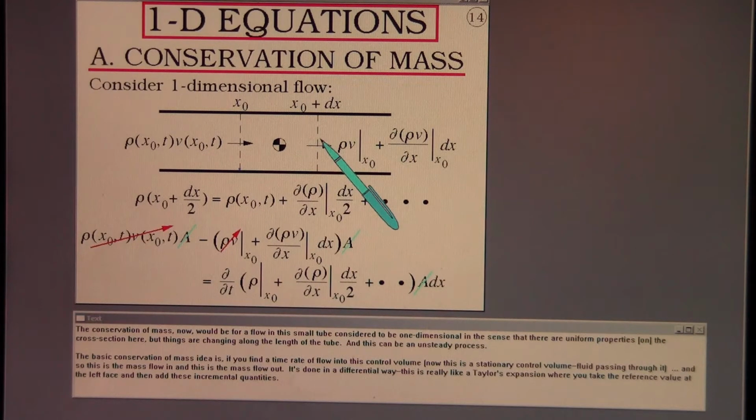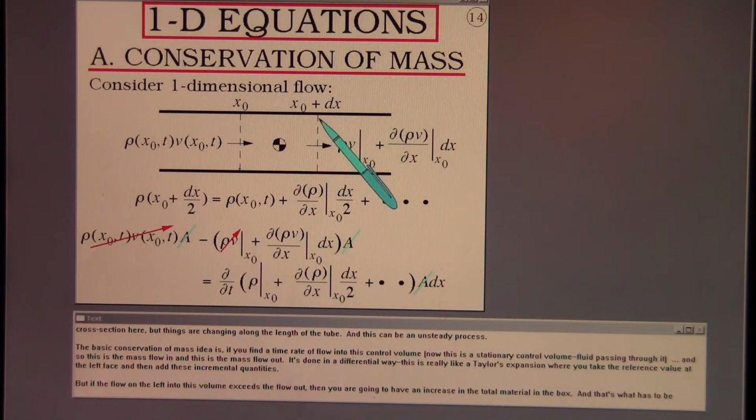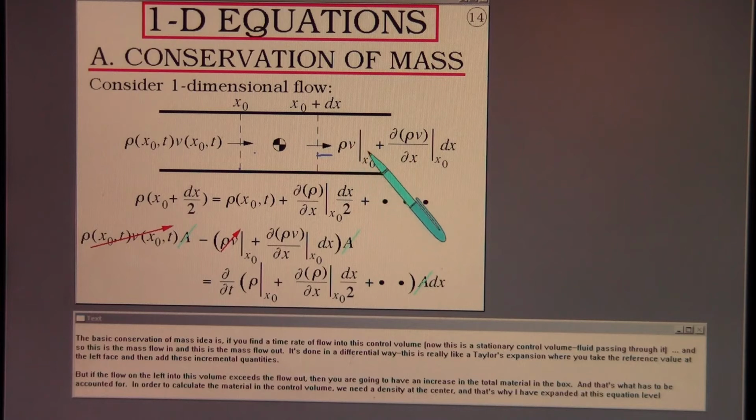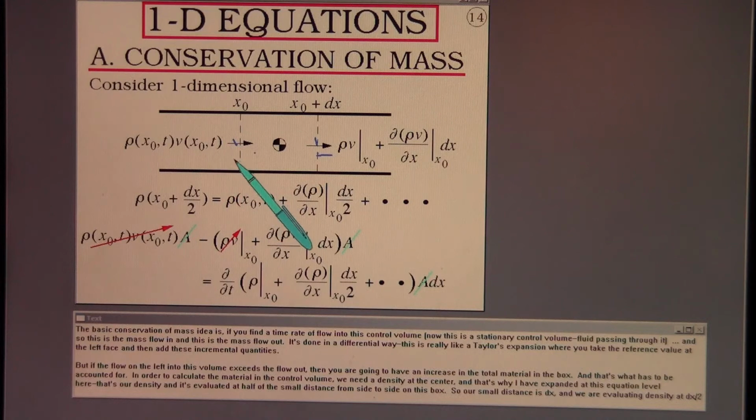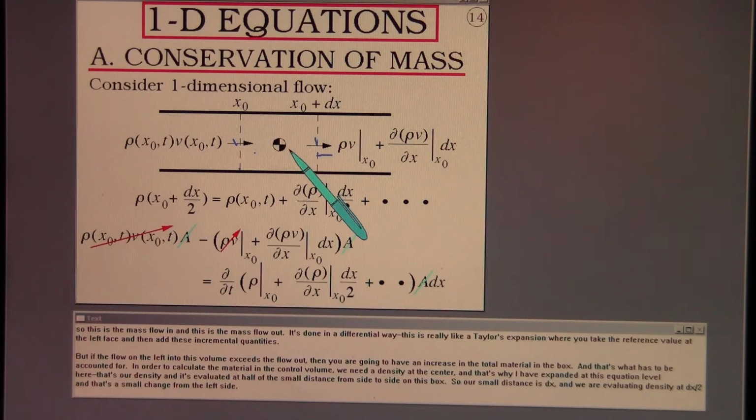The basic conservation of mass idea is that if you find the time rate of flow into this control volume. Now this is a stationary control volume, fluid's passing through it. And so this is the mass flow in, this is the mass flow out. And it's done in a differential way. This is really like a Taylor expansion where you take the reference value at the left face and then add these incremental quantities. But if the flow on the left into this volume exceeds the flow out, then you're going to have an increase in the total material in the box. And that's what has to be accounted for.